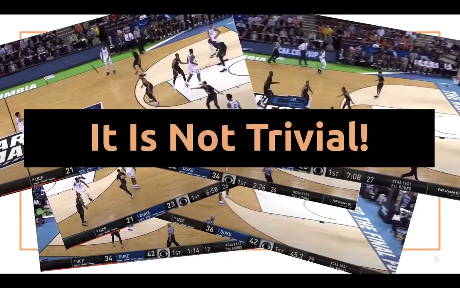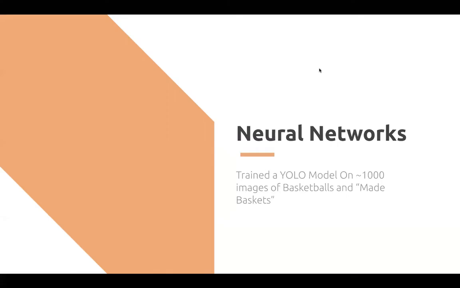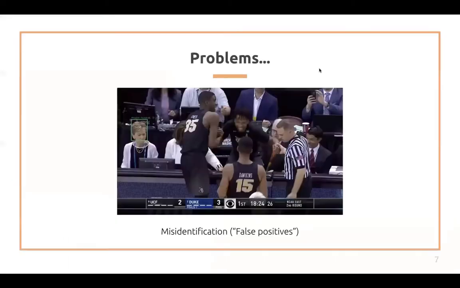We can't use our normal computer vision techniques to answer this question. Luckily for us, we have neural networks. I trained a model on roughly 1,000 images of basketballs and made baskets, so it could identify both in any given frame. It goes without saying, this was not perfect. Here you can see a misidentification where it believed this woman's hair was a made basket. It is in fact not. So it's important to understand that our neural network is not the end-all be-all, and rather just a framework that we then have to interpret.